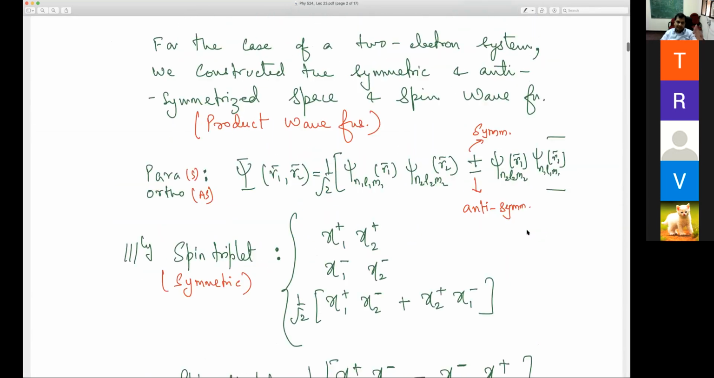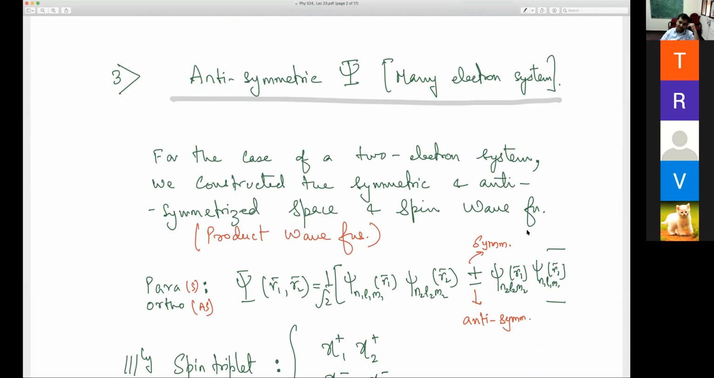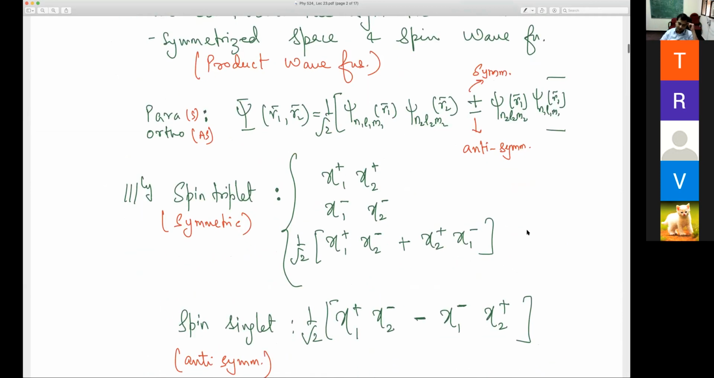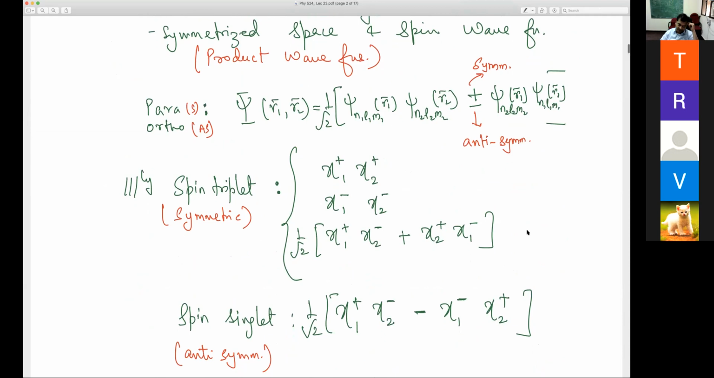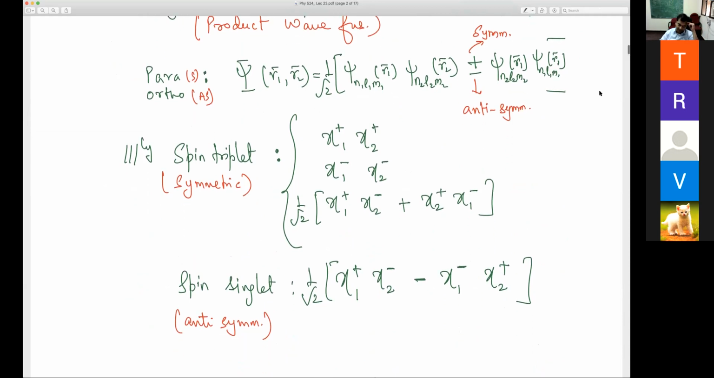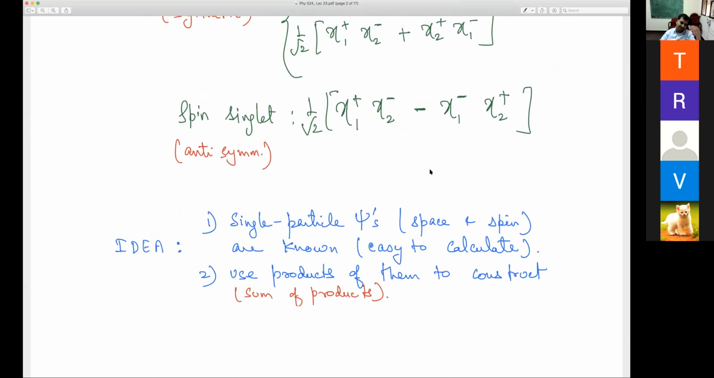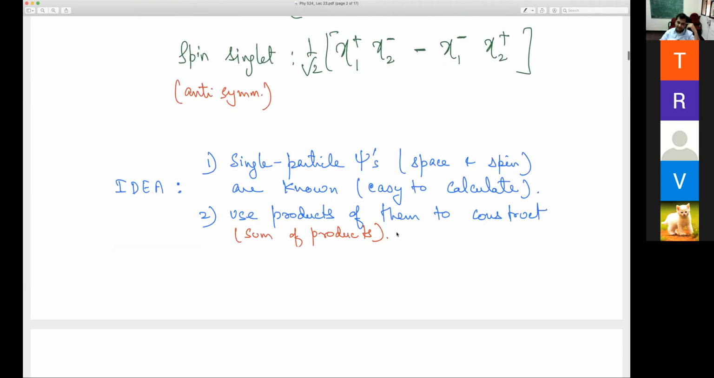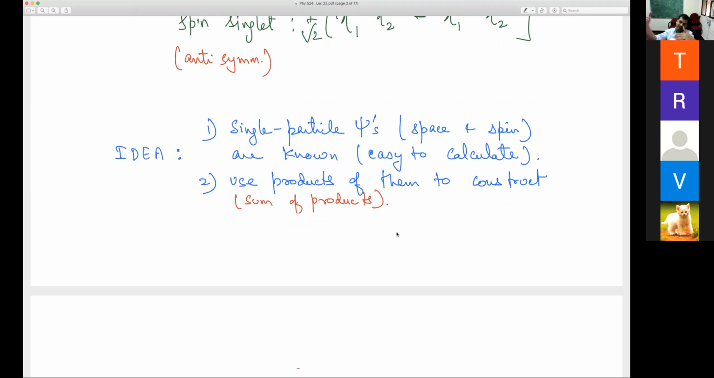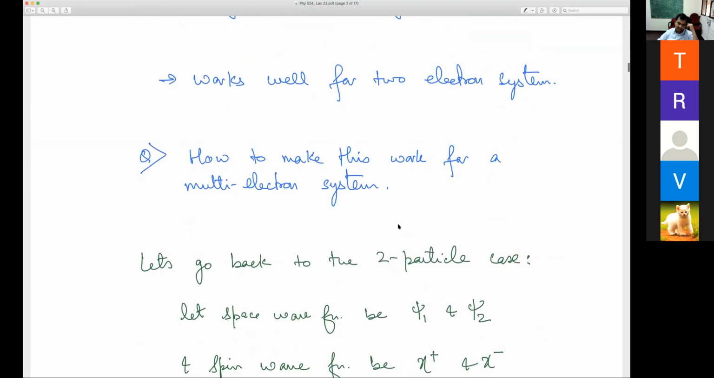So basically, I've been trying to argue how the symmetric and anti-symmetric combinations of the two electron system look like in the space part, first equation, and in the spin part, the second half of this page. And the main idea is that single particle wave functions are known. Let's use them to construct multi-particle wave functions in terms of symmetrized or anti-symmetrized products, basically. And this idea can be generalized to a multi-electron system, basically.